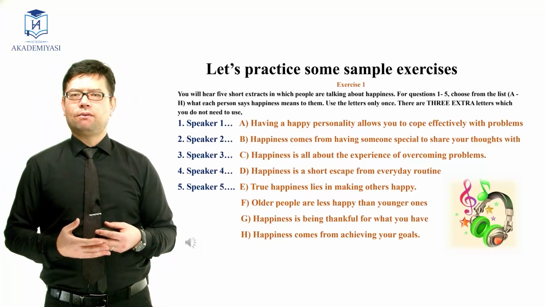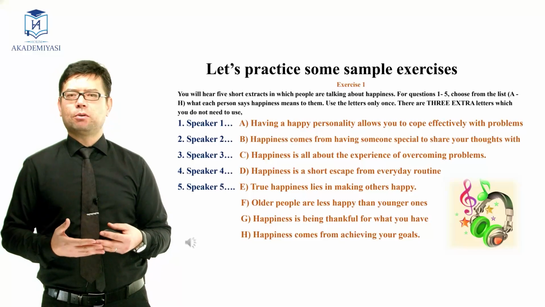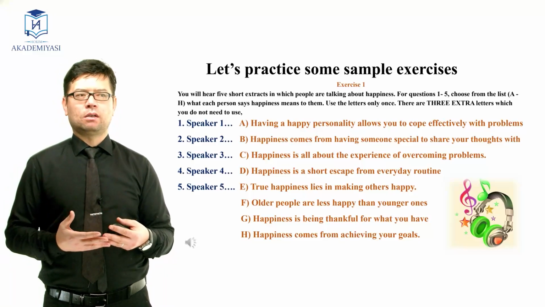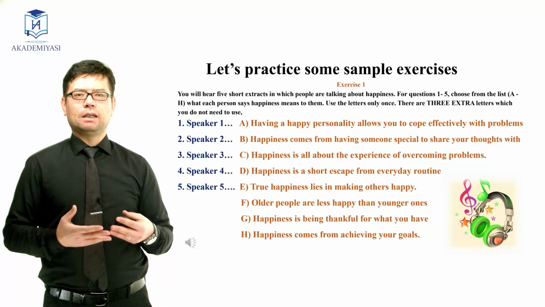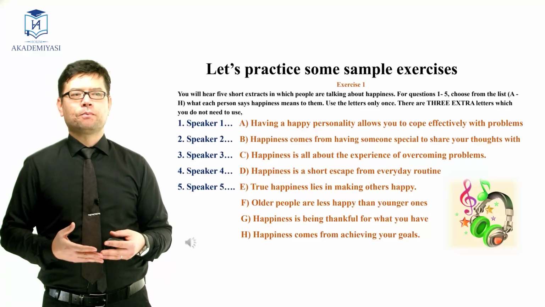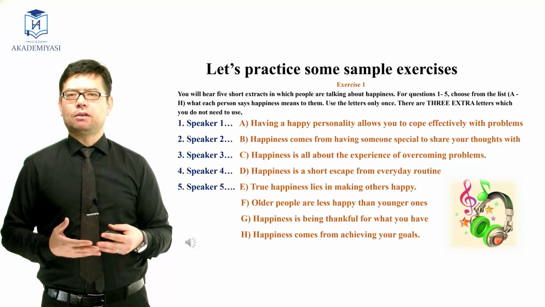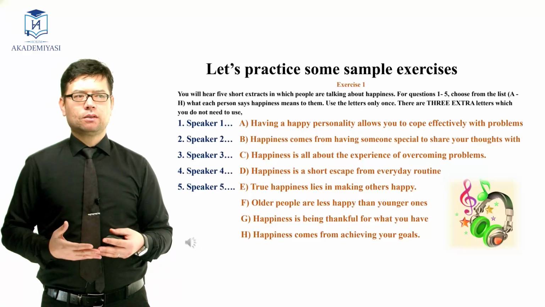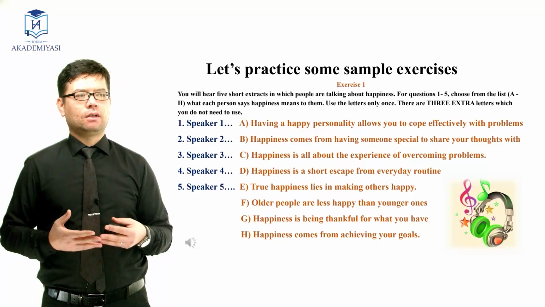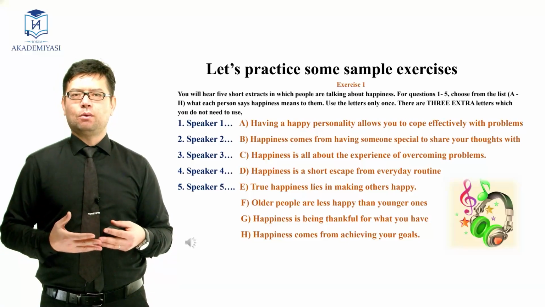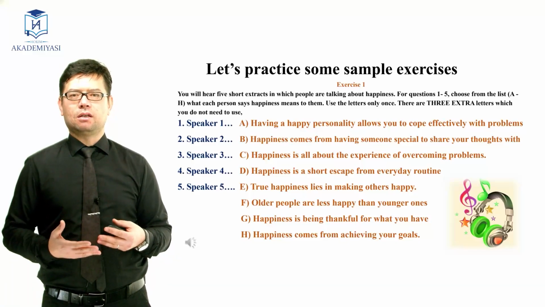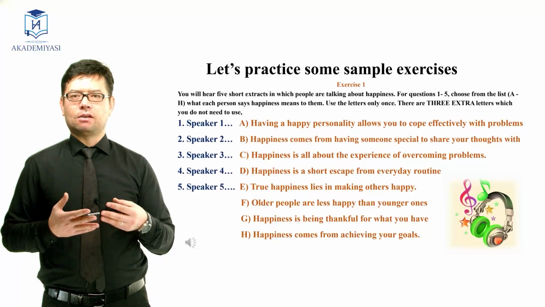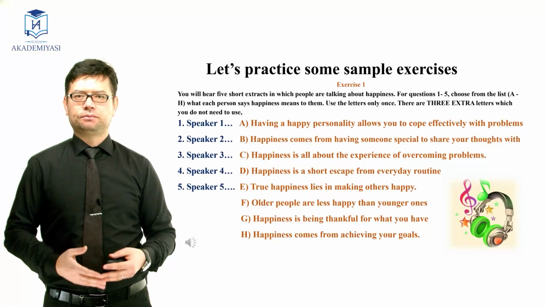We will hear 5 short extracts in which people are talking about happiness. For questions 1 to 5, choose from the list A to H what each person says happiness means to them. Use the letters only once, and there are 3 extra letters which you do not need to use. Be very attentive and do the listening task.